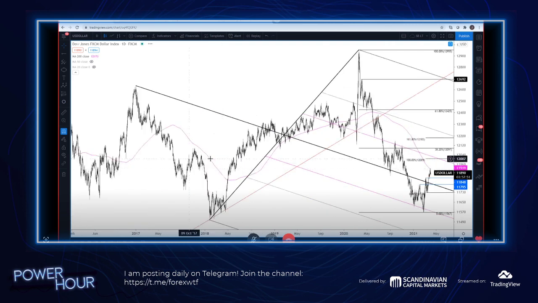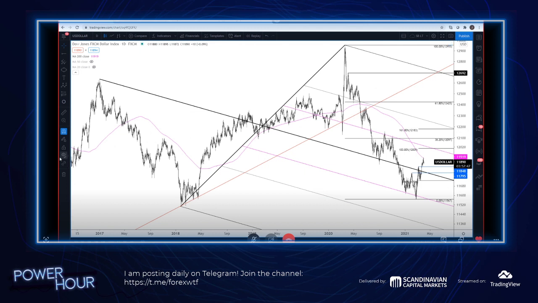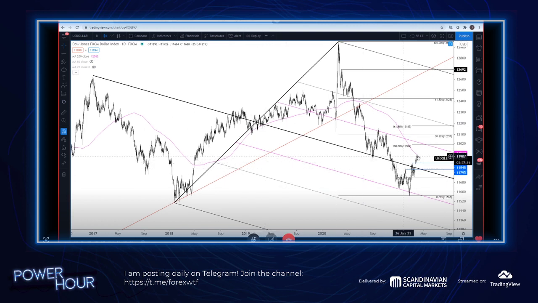So as I wrote in my updates this past week, I'm still constructive on the dollar generally, looking towards 12,010, 12,030, okay? That is going to be the lower end of that range, where you have two equal legs up from the low. The upper end of that range, 12,030, is going to be this parallel.